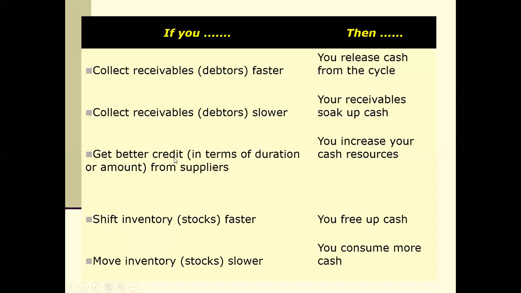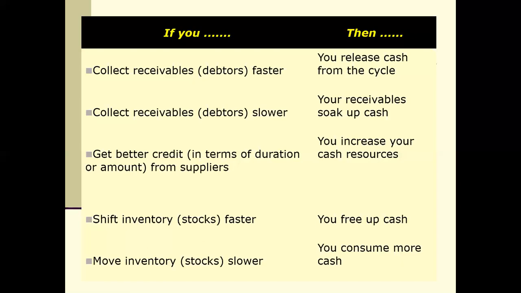Get better credit from suppliers. Giving you an example, you were buying from a supplier and the supplier was giving you 30 days credit. It means that if you are buying today, then you will pay this amount after 30 days. Suppose you are planning to deal with another supplier and another supplier offered you that rather than paying me in 30 days, I am willing to accept your credit for 45 days.